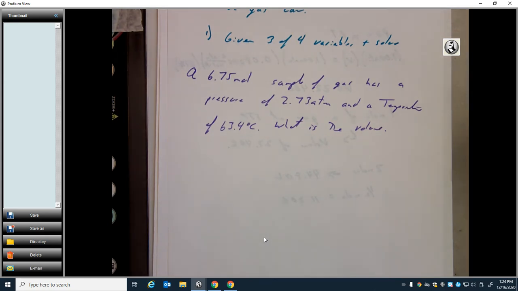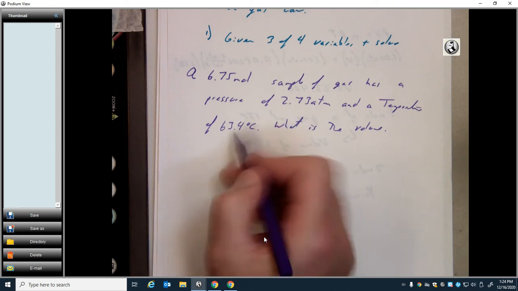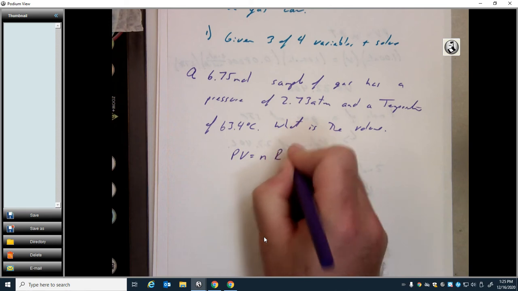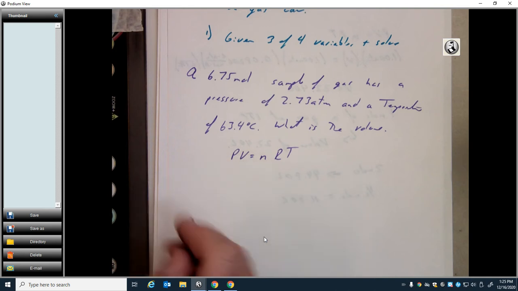Now, realize that we have lots and lots of equations now. We have Boyle's law, P1V1 equals P2V2. There's Charles' law, Gay-Lussac's law. There's the combined gas law, P1V1 over T1 equals P2V2 over T2. And then finally, we have the ideal gas law, PV equals nRT. You're just going to have to figure out which one to use. In this case, we've got moles, atmospheres, temperatures. This is a typical PV equals nRT problem, and we're calculating for volume again.